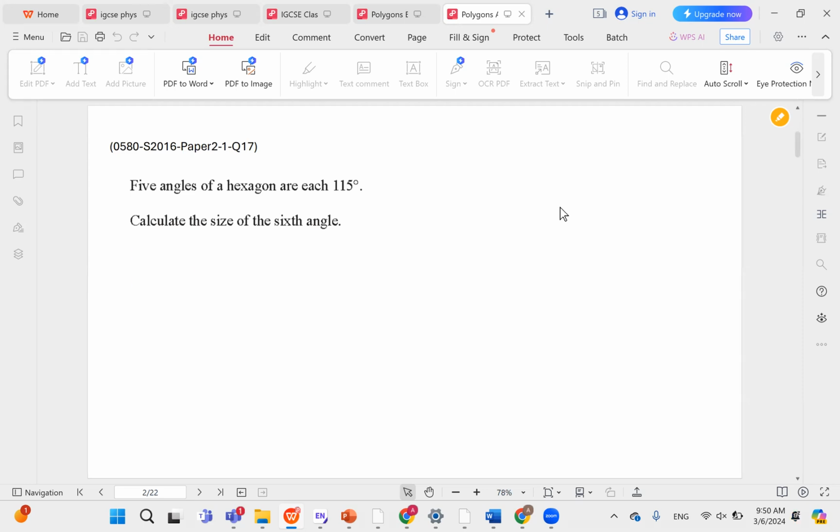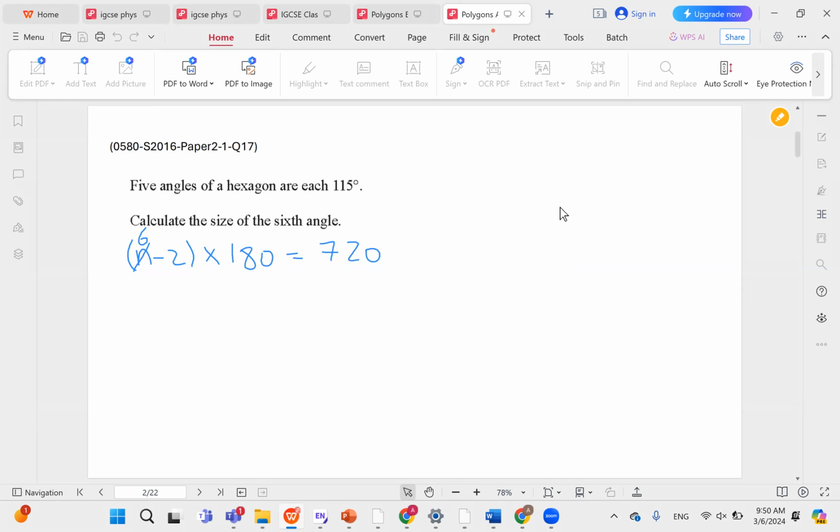And this is obtained using the rule n minus 2 times 180. Now n here is 6. So we have to multiply 6 minus 2, which is 4, by 180. And that gives us 720. So this is the sum of all 6 angles. And we are given that 5 of them are each 115.